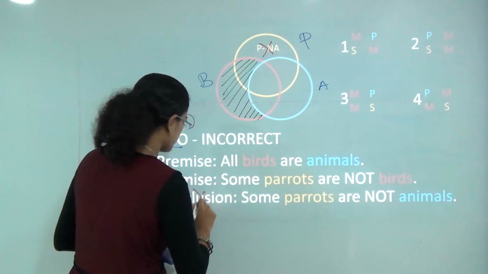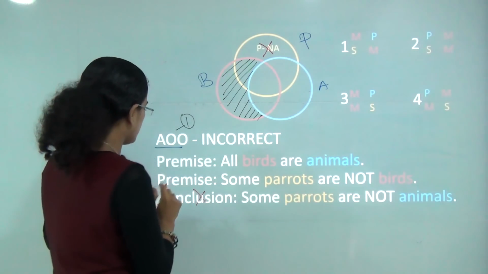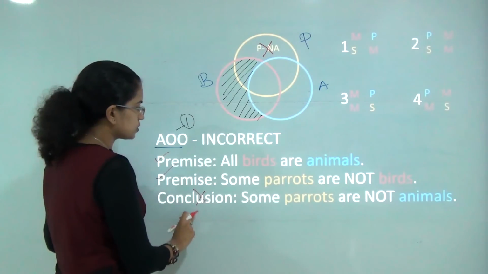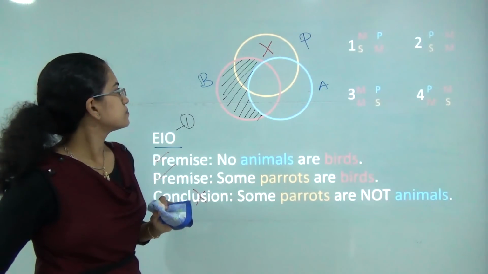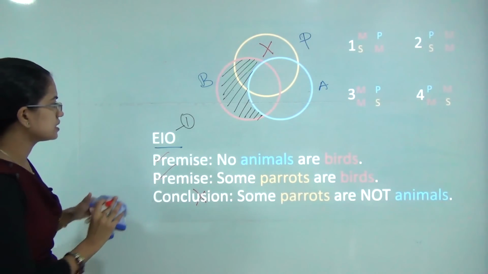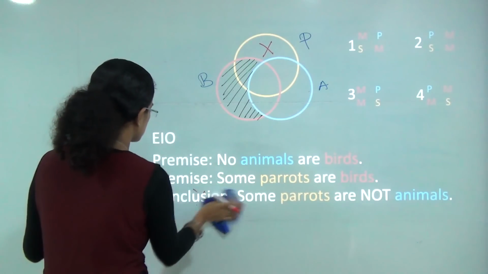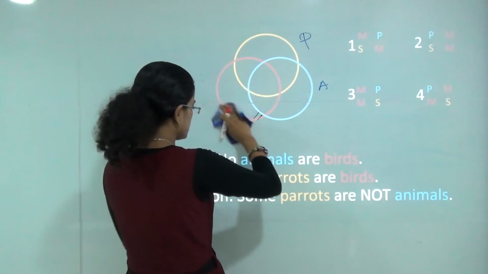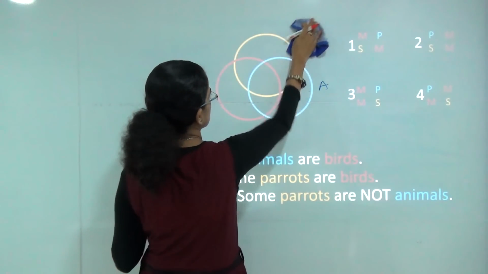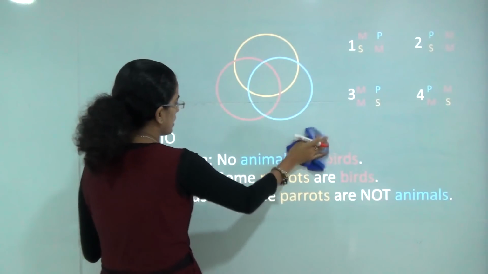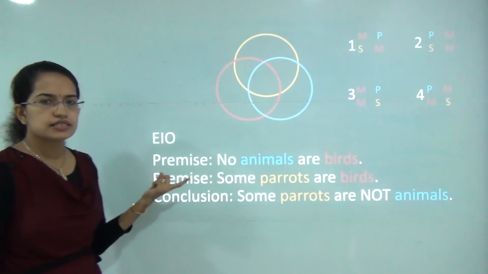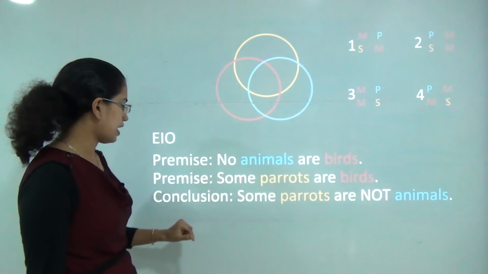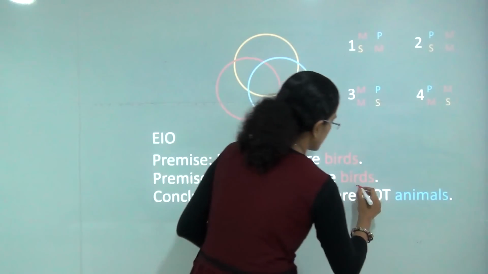So this conclusion becomes incorrect. So if I have these two premises, this conclusion becomes incorrect. Next is the last case that we would be discussing today, that is EIO. Now E means no, I means some, and O means some are not. So my premises are no and some, and the conclusion is some are not.